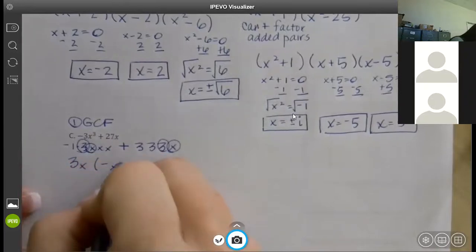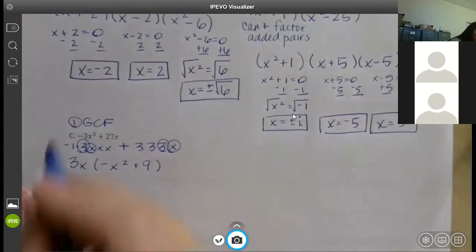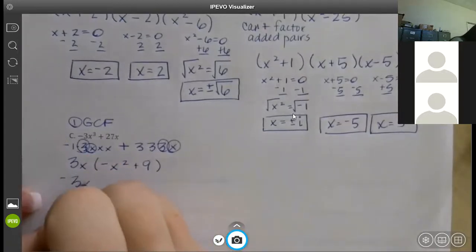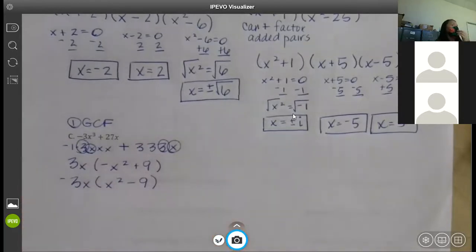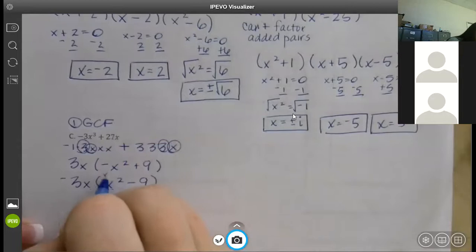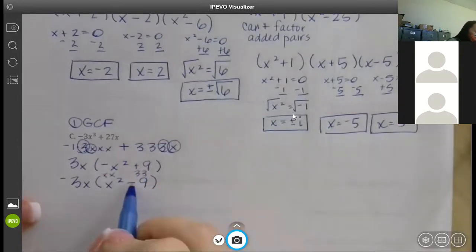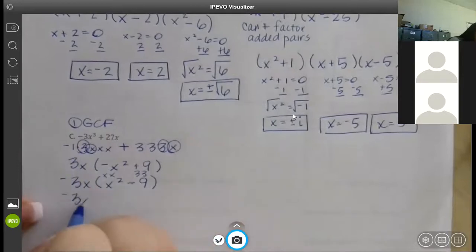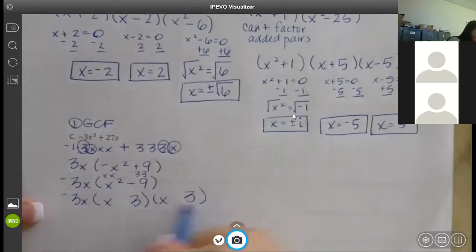Which would leave you with -x squared plus 9. But I don't want this negative in there. So I'm going to pull it out, which leaves you with x squared minus 9. Okay. Typically, if you still have a higher power than 1, you can keep factoring. On this one, if we break it down, x, x, 3, and 3, you can see that we have pairs, and it's a minus. So we're going to share x and a 3, x and a 3. One is positive, one is negative.